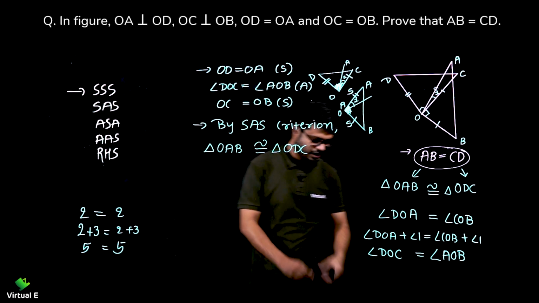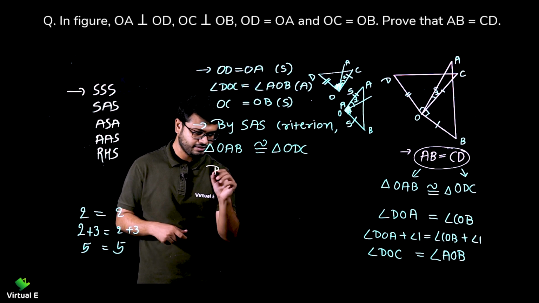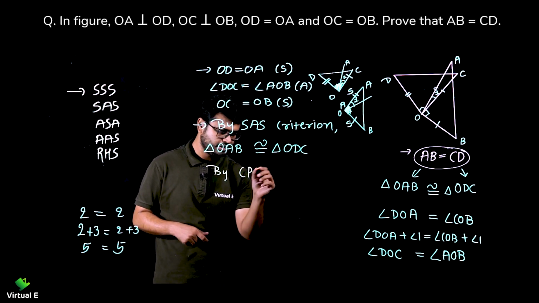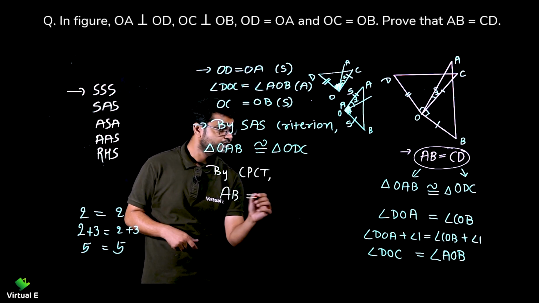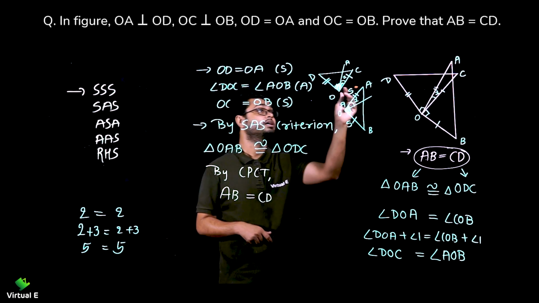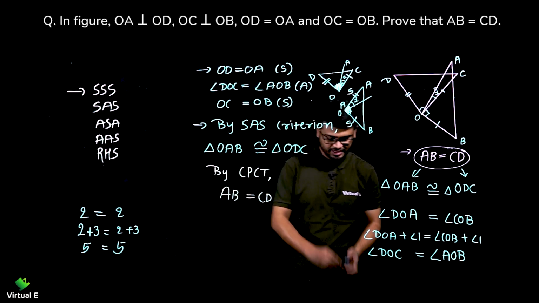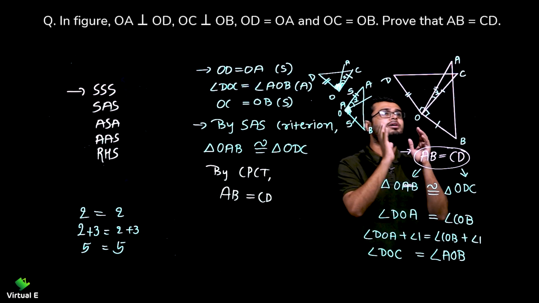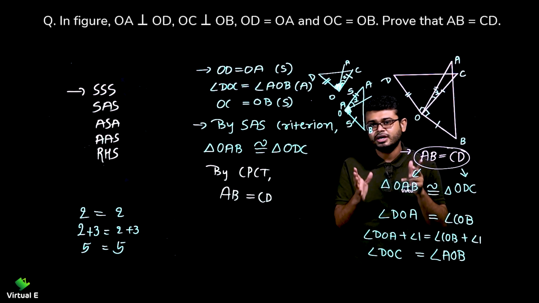Very simple. Now what we need to mention by CPCT, simple, by CPCT we can write AB is equal to CD. See, AB belongs to this triangle and CD belongs to that triangle. Very easy to do, but it's all about how you see this question, right? First of all, AB and CD belongs to which triangle?